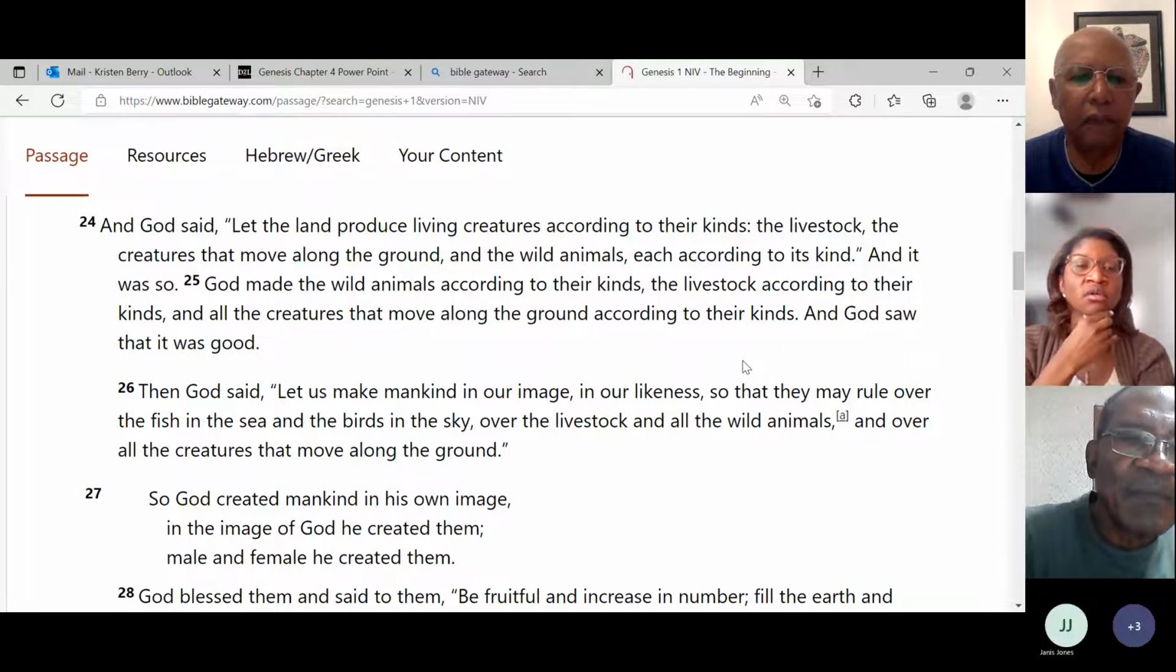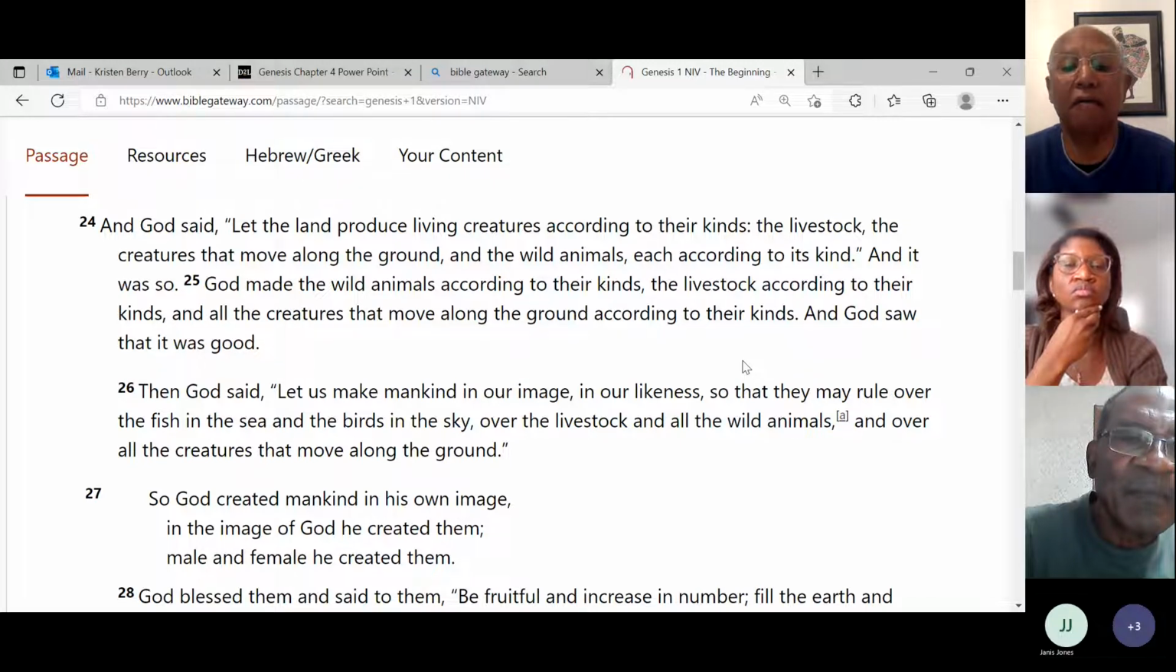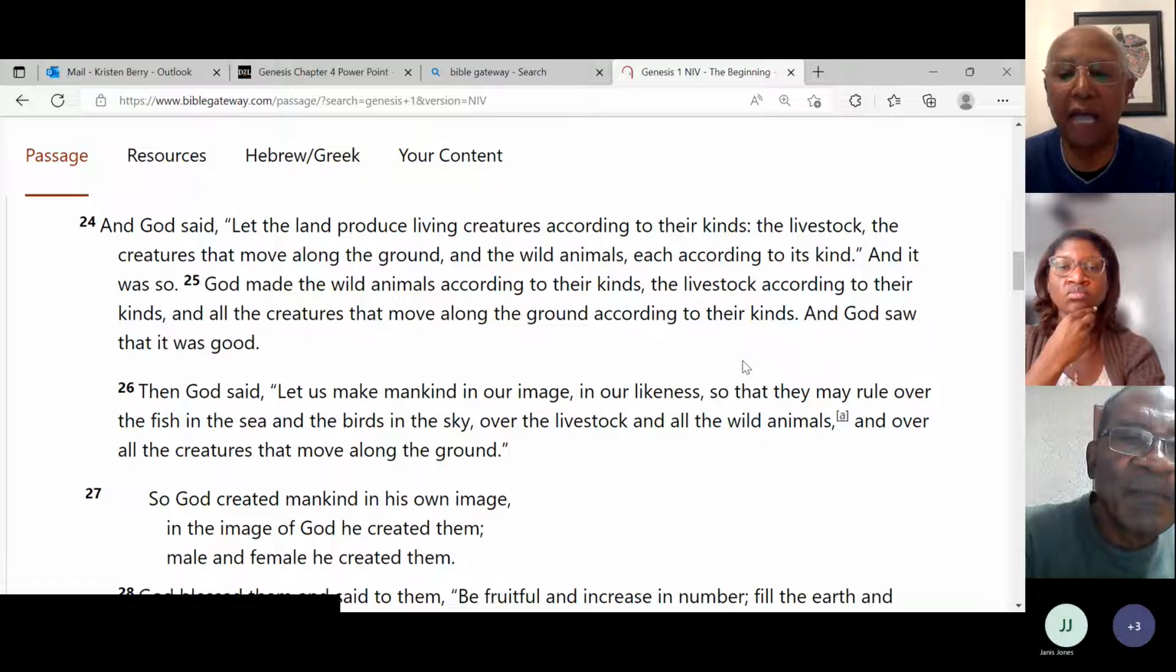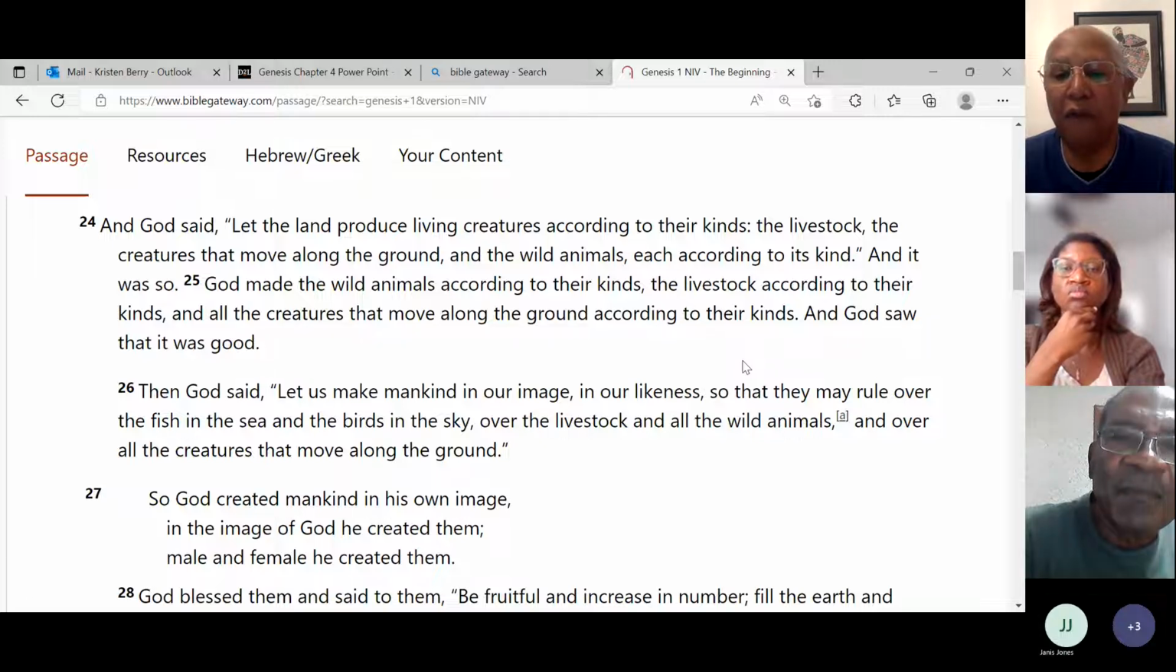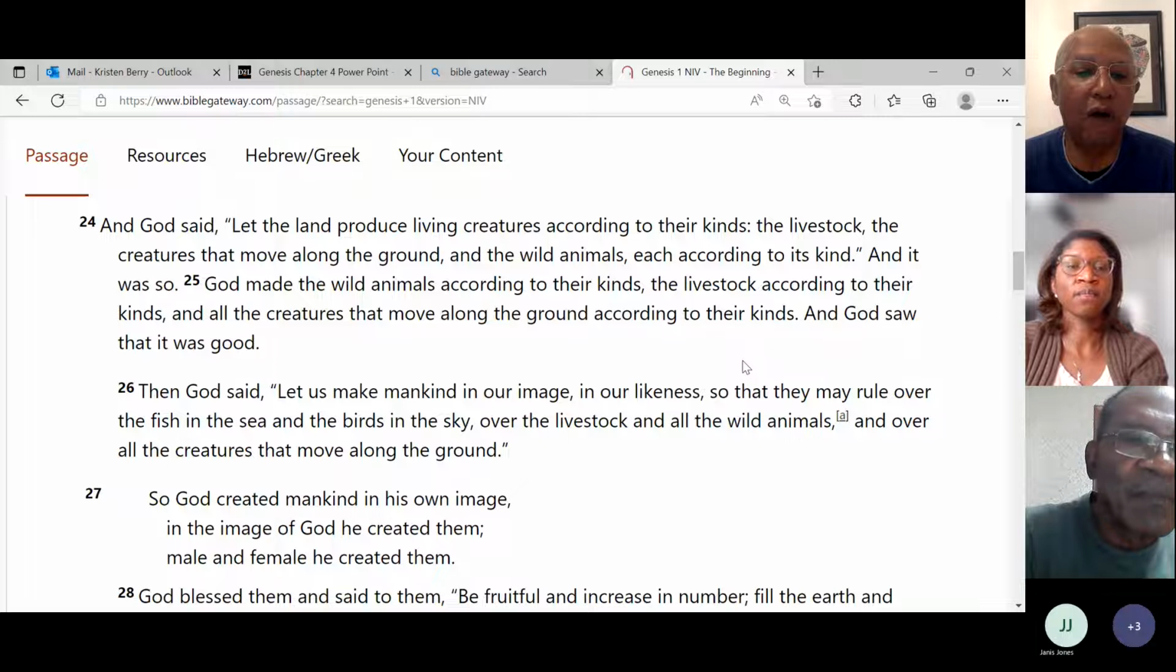That's fine. Keep going. Then God said, "Let us make mankind in our image, in our likeness, so that they may rule over the fish in the seas and the birds in the skies, over the livestock and all the wild animals, and over all the creatures that move along the ground."